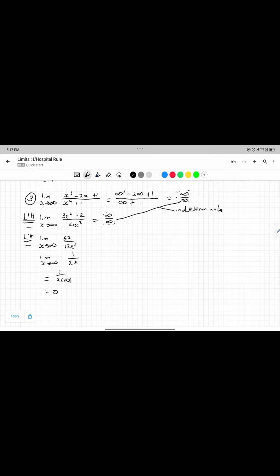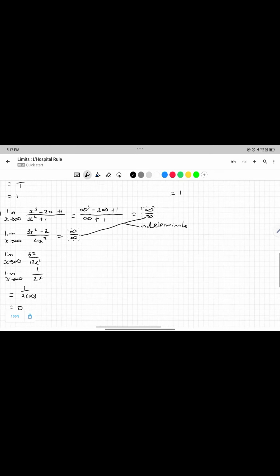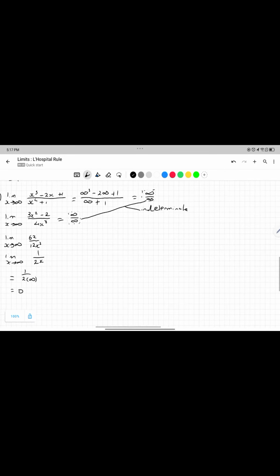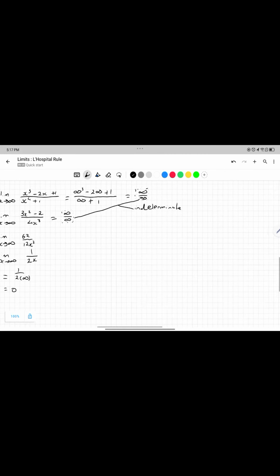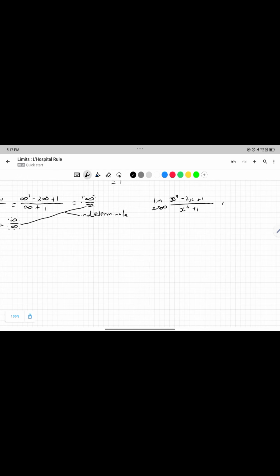This could be done in another way. What do I mean in another way? Well, you could do this the following way. You could say, okay, I've got the limit as x approaches infinity of x cubed minus 2x plus 1 all over x to the 4th plus 1. So this, you multiply.